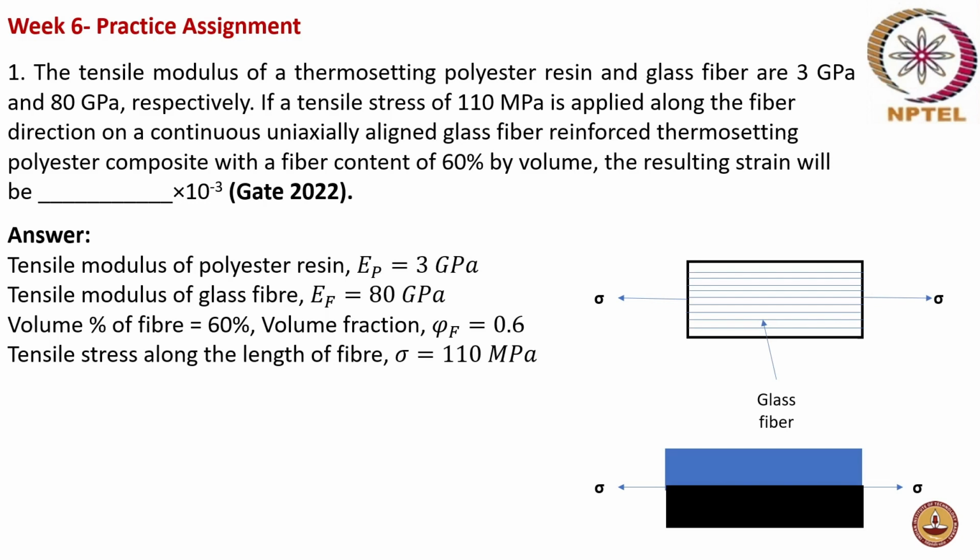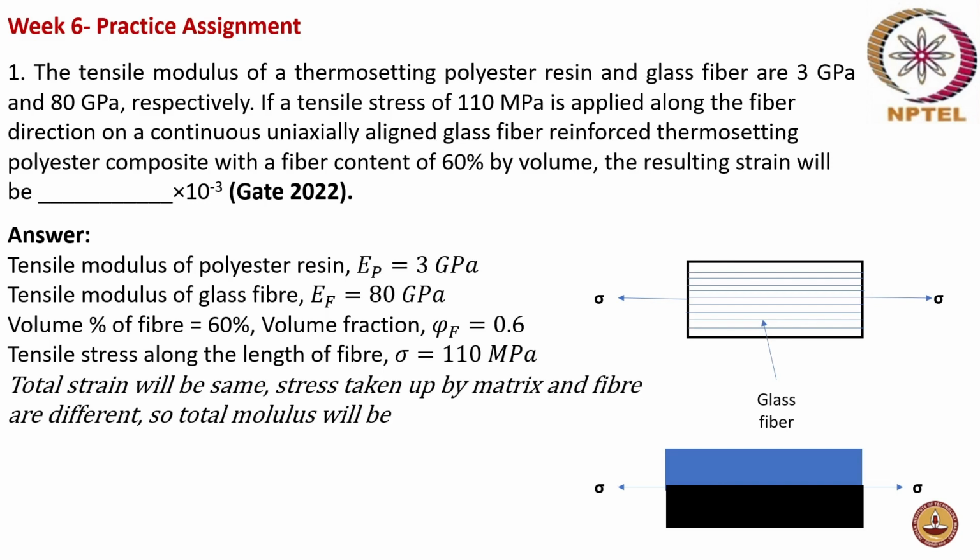Since there is a uniaxial alignment and the tensile stress is applied along the fiber direction, the stress taken up by the matrix and the fibers are different, whereas you will end up with the same strain. Both have to extend to the same level, right? If one extends in one way and the other in another way, there will be non-uniformity and the structure is not proper, correct? So the total strain of the material should be the same. Yes, the total strain should be the same. That means the stress taken up by the matrix will be different from the stress taken up by the fiber.